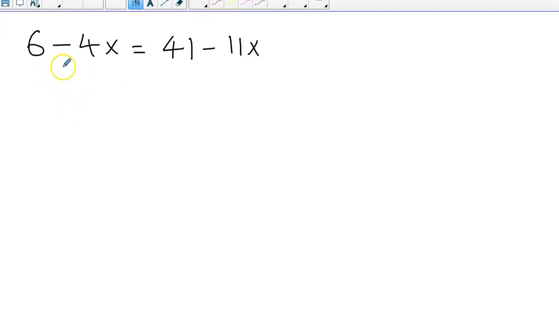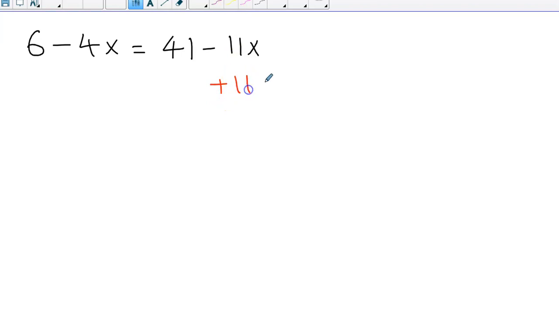I have here 6 minus 4x is equal to 41 minus 11x. So we can do it two ways. First, I can remove this 6 from the left hand side, move it over there, or take away this 11x from right hand side and bring it to the left hand side. So I'll do this first.